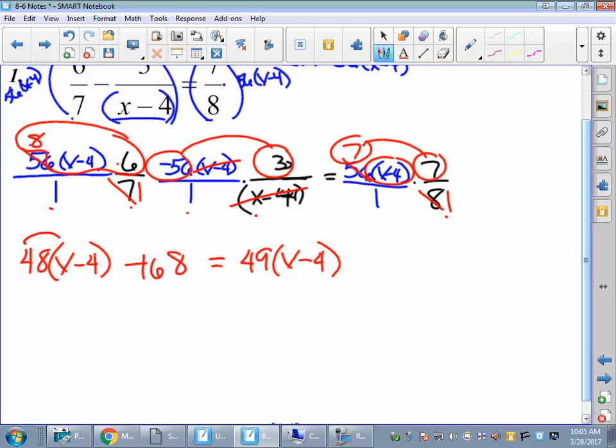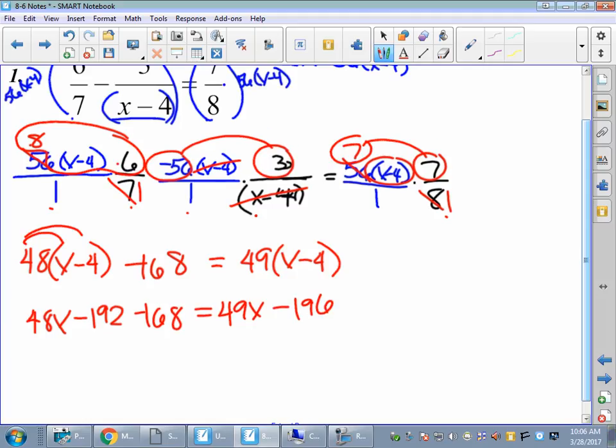Let's go ahead and distribute this. 48x, I need to do 48 times 4, negative 192, plus 68. I don't think that's plus 68. I think that's a sloppy negative. Just give me 1 second. Is that my sloppy negative? That's a negative 168. Minus 168 is equal to 49x take away 196.